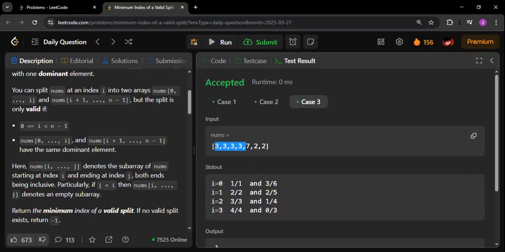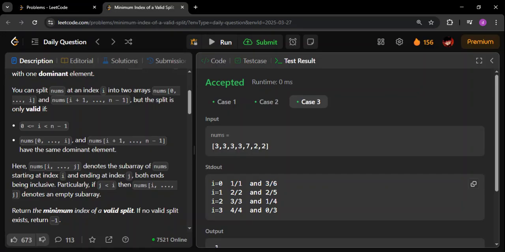In this case, you can clearly see 3 is the dominant element. Let's see for each index how it works. For index number 0, it is 1 by 1, because if you split at this index, only this single number will be in the left half, and the rest will be in the second half. The left half will have 1/1, that is, the element itself is the dominant element. But in the right half, it will be 3 by 6, because 3 is the dominant element present 3 times, and the other 3 are other elements, so it is 3 by 6.